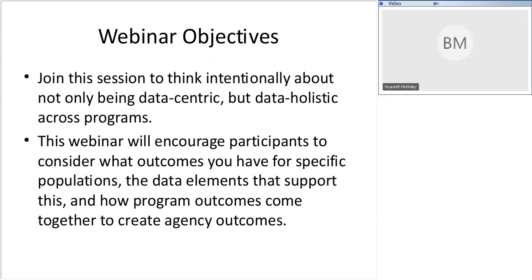We think part of this is to consider what outcomes you have for populations across services, and how the different data elements that you collect support the outcomes, and how program outcomes really come together to create this whole agency or agency-wide outcomes. So those are the kinds of things we're going to talk about today.